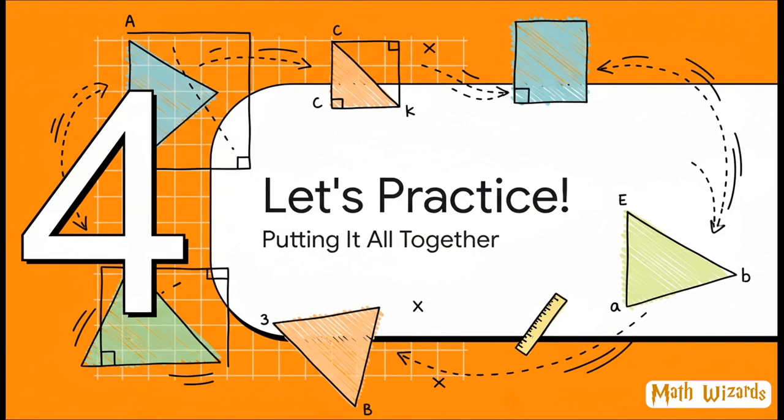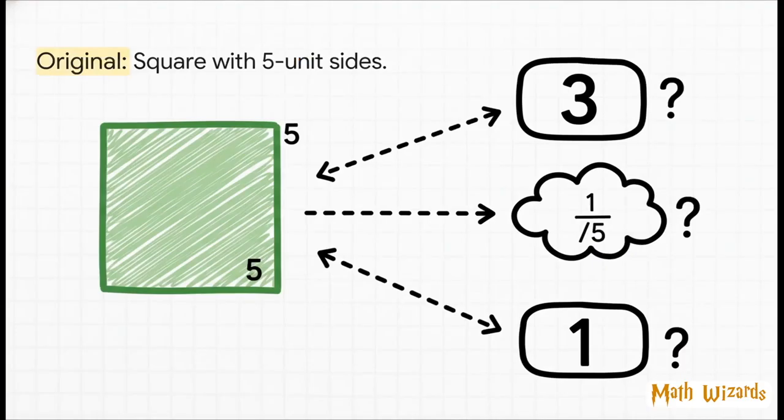Okay, we've got the rules. Now it's time to put them to the test. Let's do a quick practice round just to make sure all of this really sticks. All right, here's the challenge. We've got a square and every side is 5 units long. Your job is to figure out the new side length for 3 different scale factors: 3, 1/5, and 1. Think you know what's going to happen?